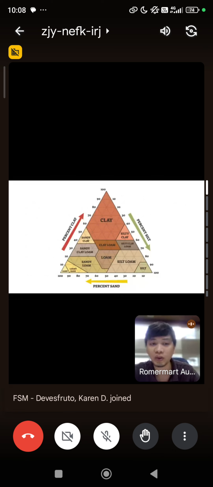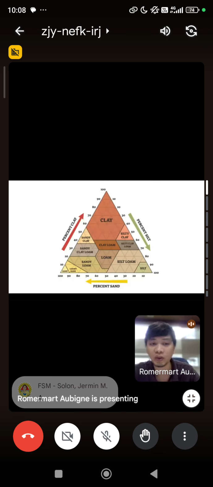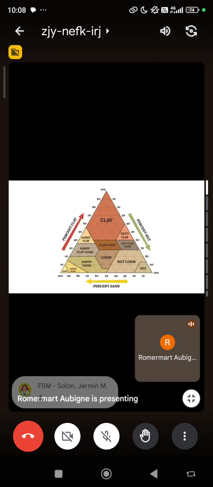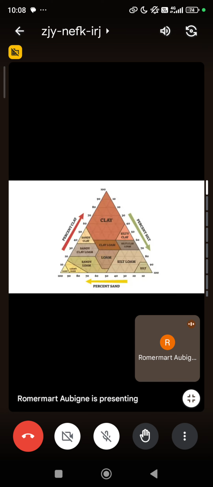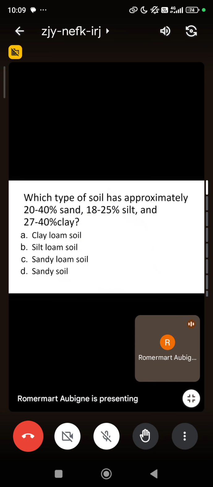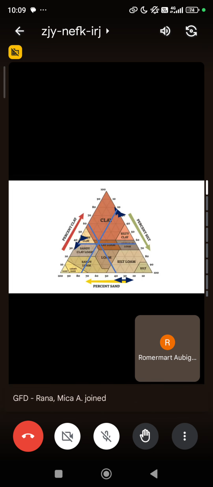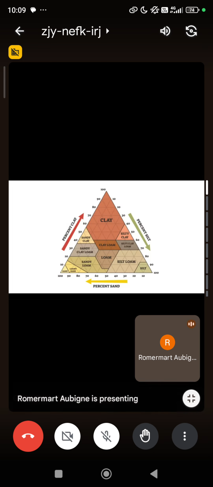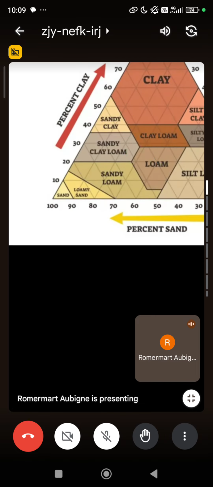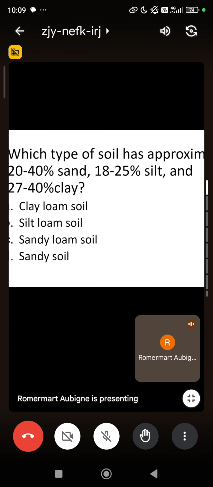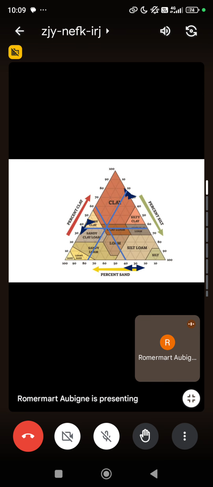So, meron tayong ganitong tinatawag natin soil triangle, no? So, we have the percent clay and the percent silt and percent sand. Makikita natin kanina, we have 20 to 40% sand, 18 to 25% silt, and 27 to 40% clay. Tignan natin nga kung nasa yun sila. So, yan. Makikita natin 20 to 40% sand. Sa baba po, makikita natin. Then we also have 18 to 25% silt.